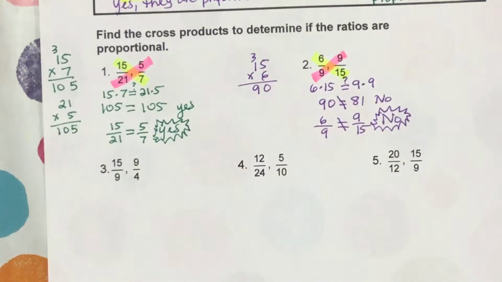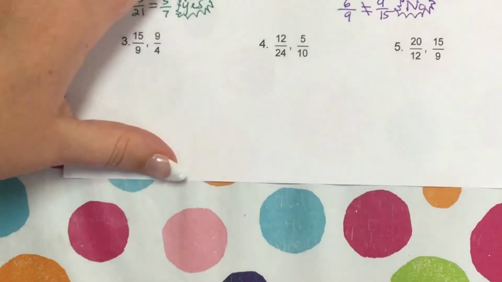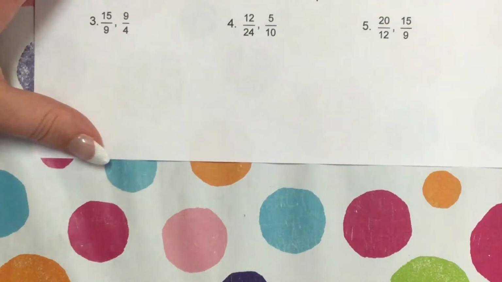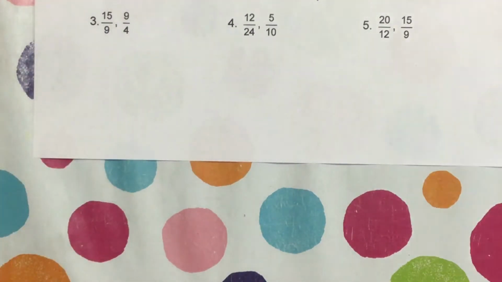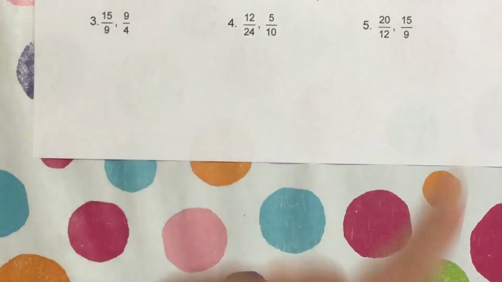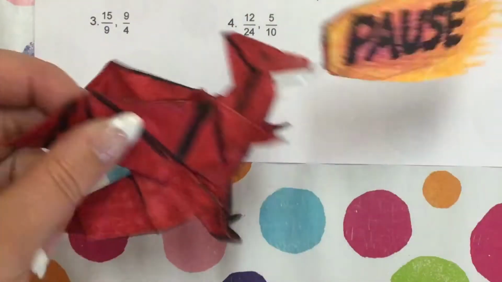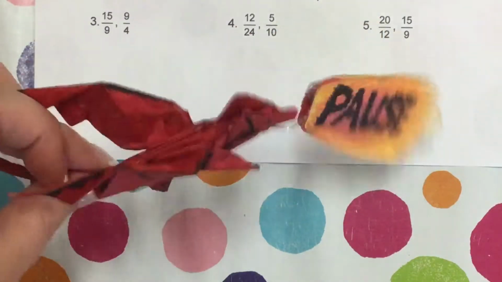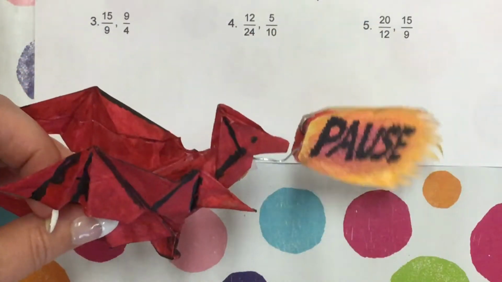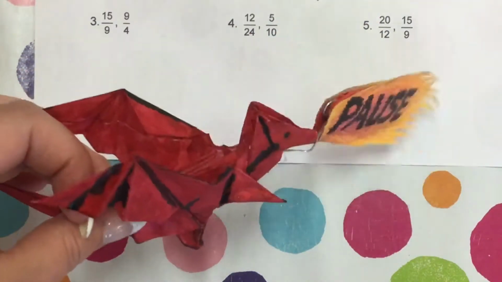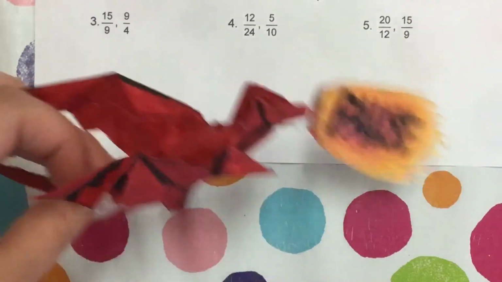Okay, perfect. Now it is your turn, ladies and gentlemen. I want you to go ahead and use your cross products to determine if 3, 4, and 5 are proportional. So where's our friend? Oh, there's the pause dragon. Remind you, it's now time to pause your device, work problems 3, 4, and 5 out, and then when you get done, press play, and we will see how you did. All right, see you in a bit.